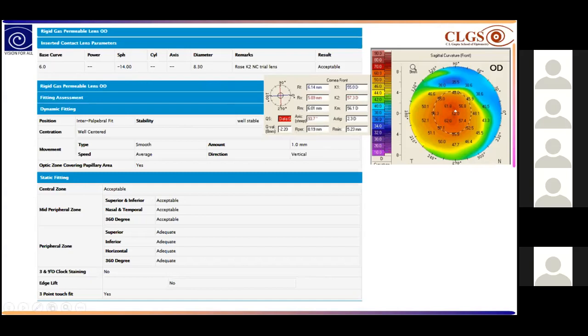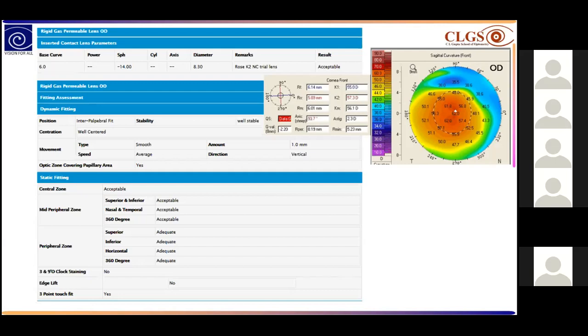So as this is a nipple type of cone, there are different sets available in the trial Rose K2 lenses. If the patient has a nipple cone, there are separate trial lenses, and if the patient has a global shape of keratoconus, there are different sets of the Rose K2 lenses. Similarly, for post-graft patients or post-LASIK ectasia, there are different sets of trial lenses available.